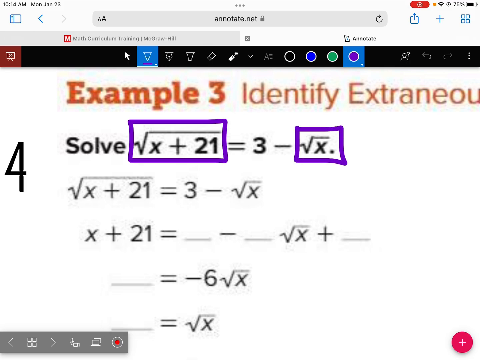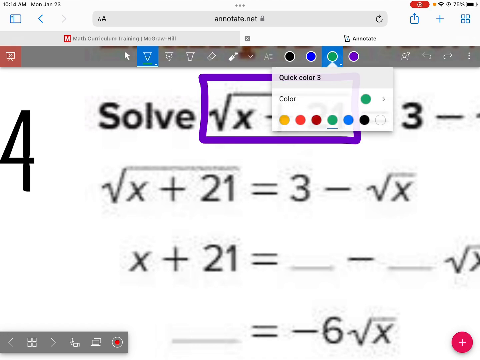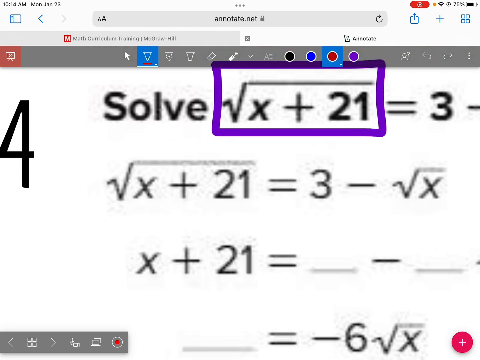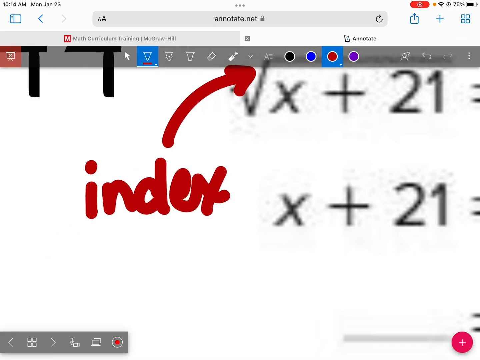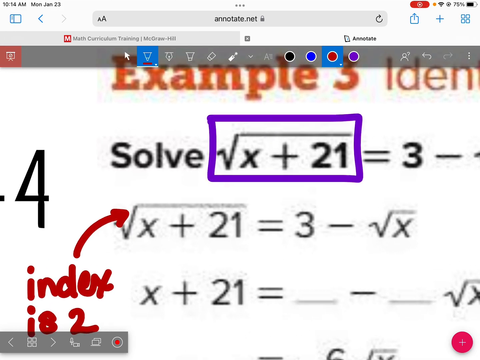One of them is isolated, correct? One of them is all alone on a side. So I'm going to treat him as isolated. What is the index on this guy right here? Index of 2. How do I make an index of 2 cancel out? How do I make that radical cancel? Second power, yes. We're going to raise it to the power of 2.